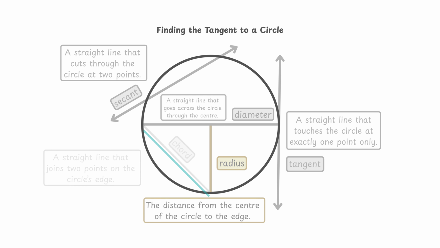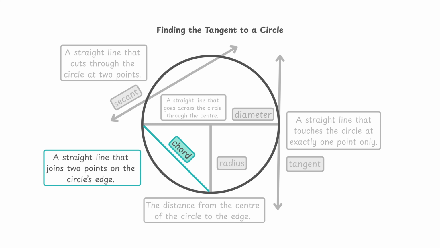Next, let's look at this slanted line inside the circle. This is called a chord. A chord is a straight line that joins 2 points on the edge of the circle. It does not have to pass through the center. If it does pass through the center, then it becomes a special chord, which we already know as the diameter.